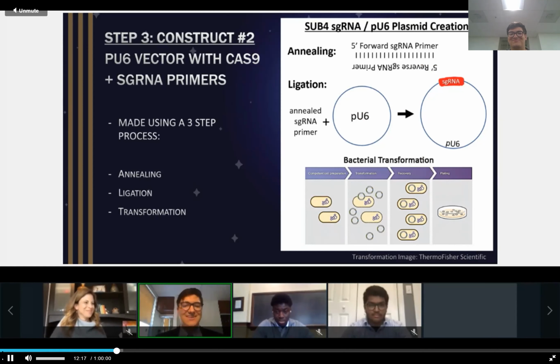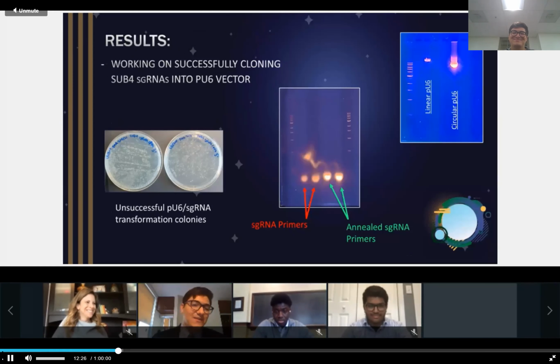E. coli cells, and we use it to amplify our plasmid, and then we just kill it and take all of our plasmids away. So it's a really toxic relationship. But I'm still working on getting that to be successful.